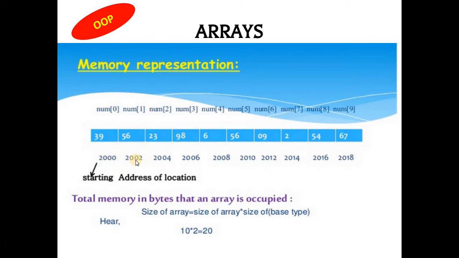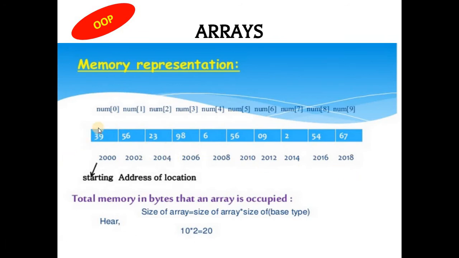It goes from 2000 directly to 2002 because the total memory that num of 0 takes is 2 bytes, as it is an integer array. If it were a float array, it would take 4 bytes. So, the next element, num of 1, has its location at 2002, and num of 2 at 2004, because num is considered to be an integer array and an integer takes 2 bytes. So, each next number will be stored after 2 bytes. That is 2000, 2002, 2004 and so on.